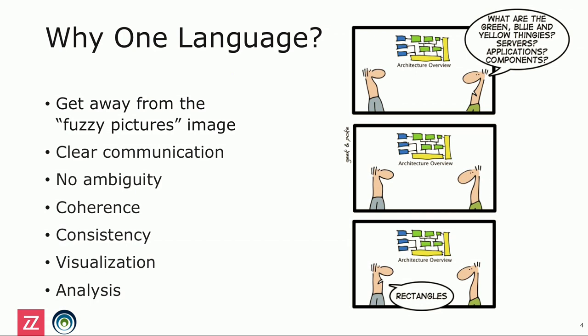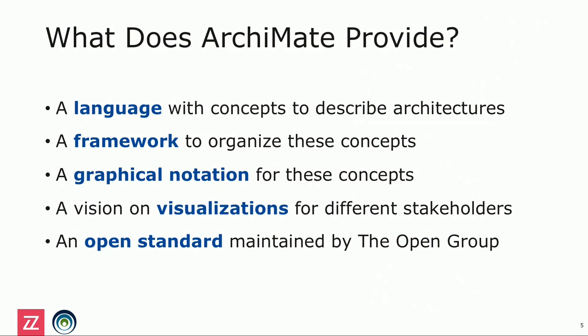ArchiMate as a language was really addressing the problem over here, that you have pictures that you only understand if you ask the architect what they mean. And I think this is a worst-case scenario where the picture doesn't mean anything. But you really need to have some kind of standard to understand what the architectures actually mean. But there's more to it than that. It's not just a picture. Architecture models are much more specific than just having a drawing.